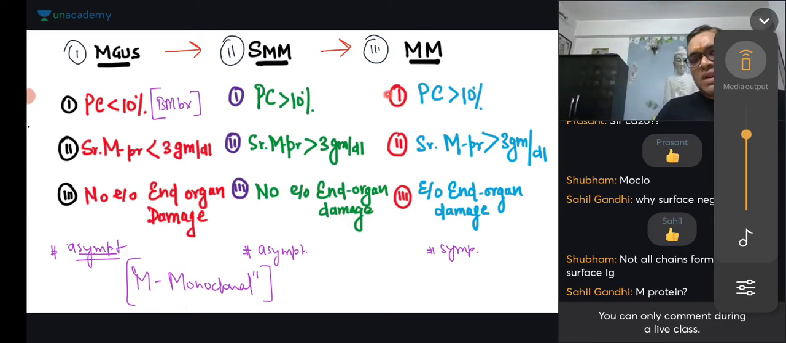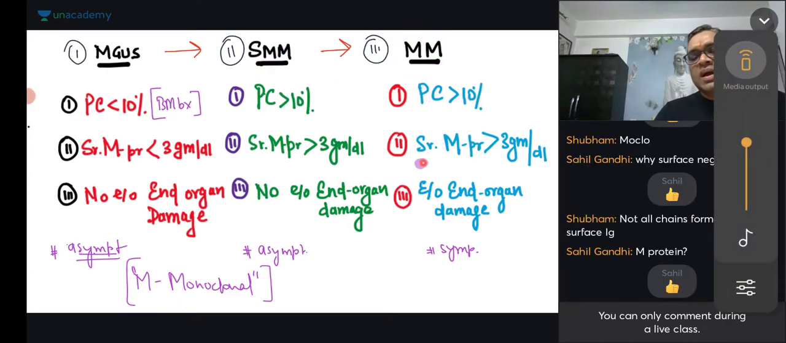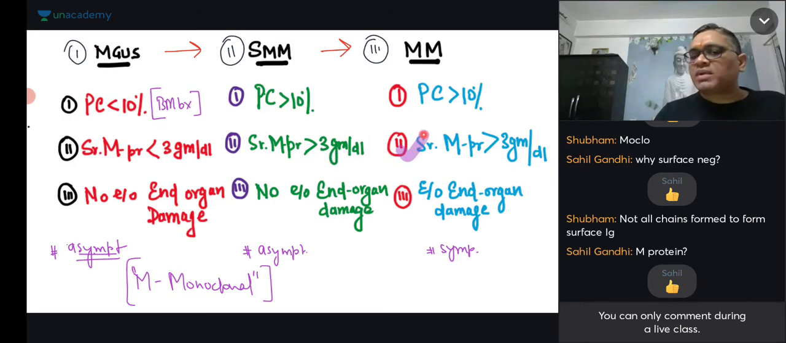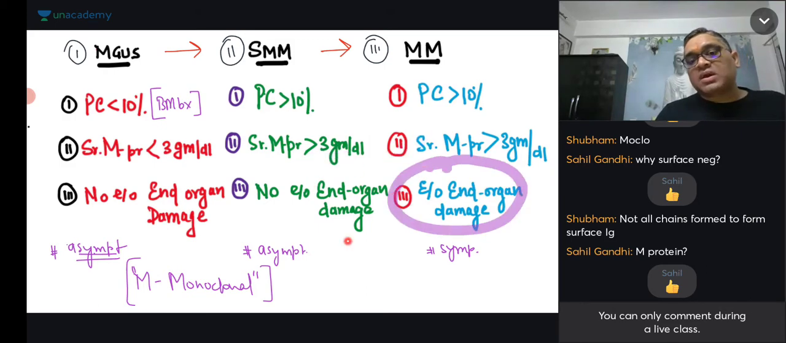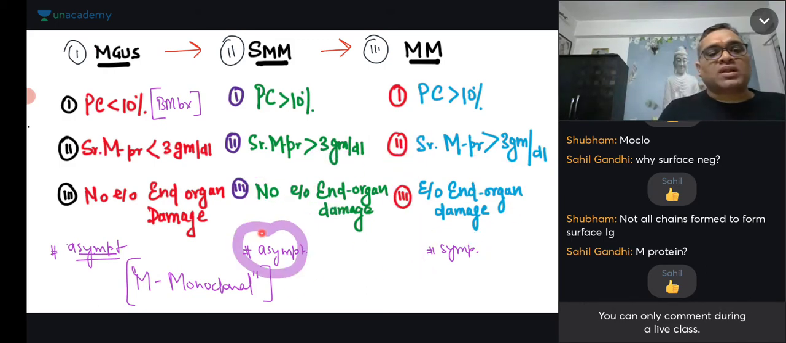So now understood. In multiple myeloma, plasma cell count is more than 10%, just like smoldering multiple myeloma. M protein is also more than 3 gram per deciliter, just like smoldering multiple myeloma. But what is the difference? The difference is the evidence of end organ damage, and that is why they are symptomatic. If there is no end organ damage, asymptomatic.